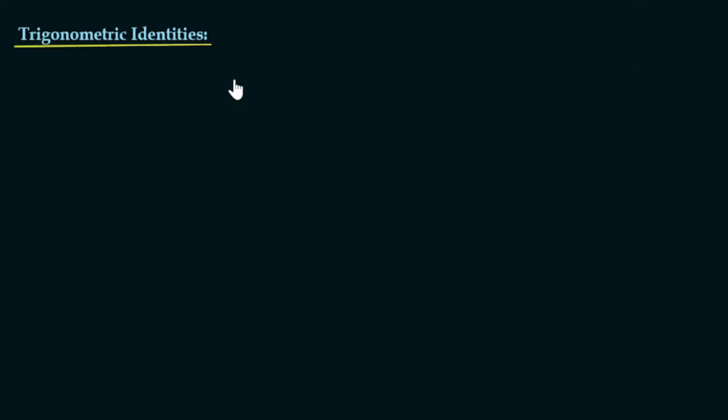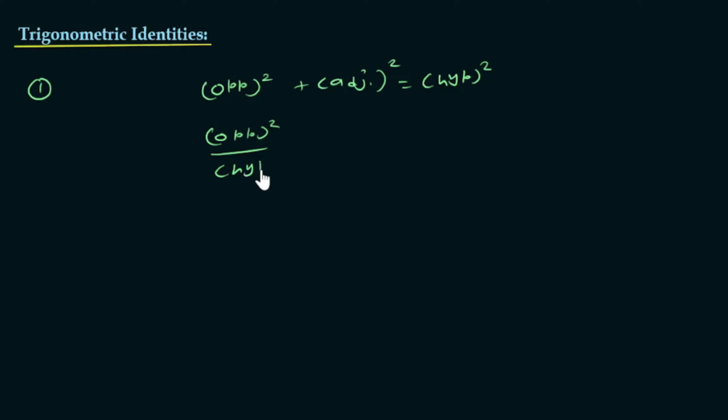These identities we are going to remember. Our first identity we are going to derive in this way. In a right angle triangle we have opposite square plus adjacent square equals hypotenuse square. If I divide this equation by hypotenuse square, we will have opposite square upon hypotenuse square, plus adjacent square upon hypotenuse square, and on this side hypotenuse square divided by hypotenuse square will be 1.